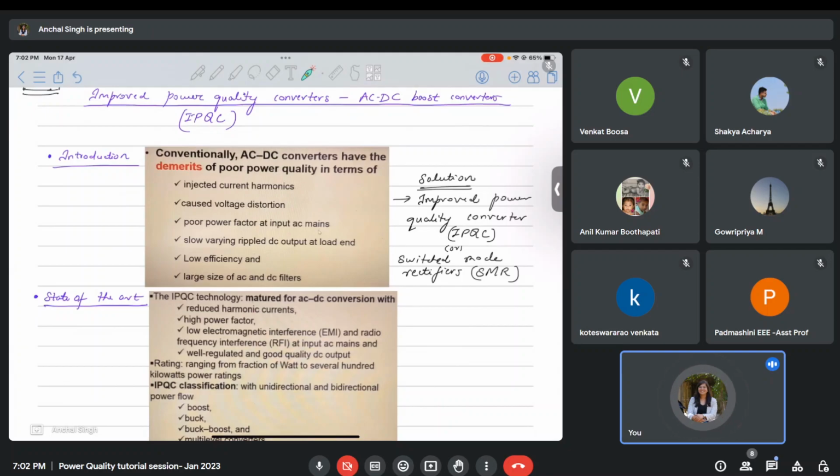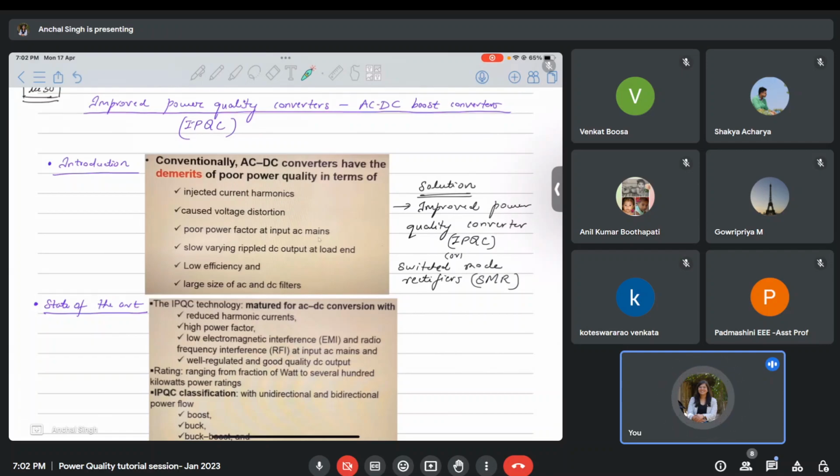Now there are a few topologies, as I mentioned, where nowadays people have started adding this feature of power quality improvement within these AC to DC converters, and these AC to DC converters with the feature of power quality improvement inside them are called improved power quality converters, IPQC. So within the category of improved power quality converters, there are a lot of converters that come into the picture. AC to DC boost converter, AC to DC buck converter, AC to DC buck boost converters. A lot of varieties are available, and we'll just go through a brief description of these topologies.